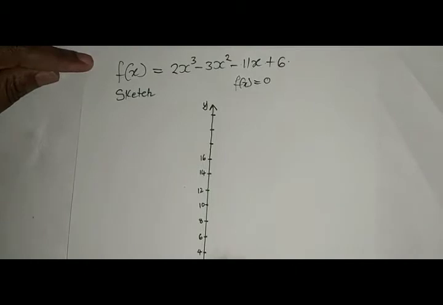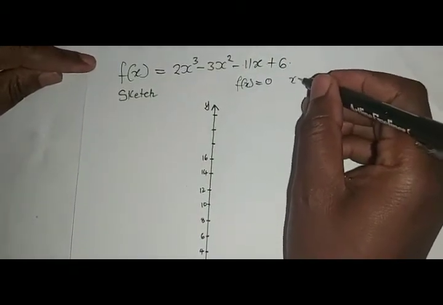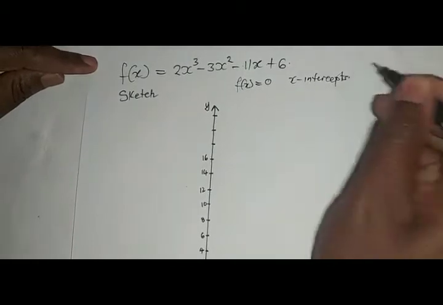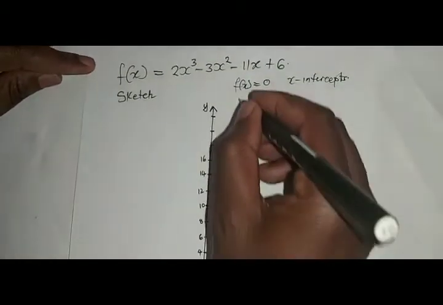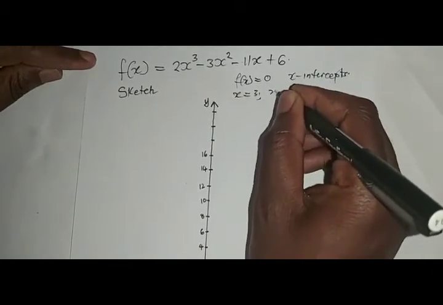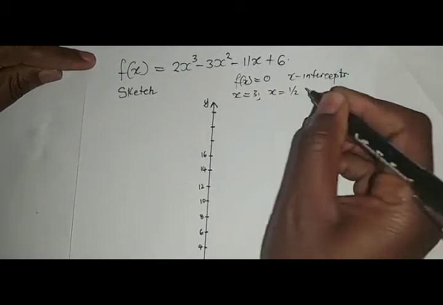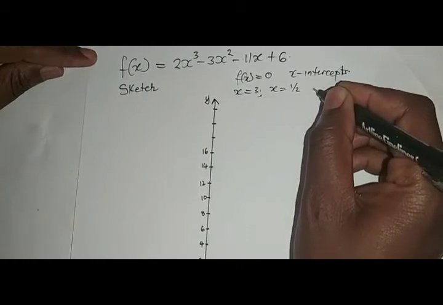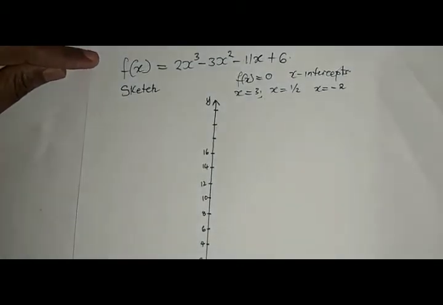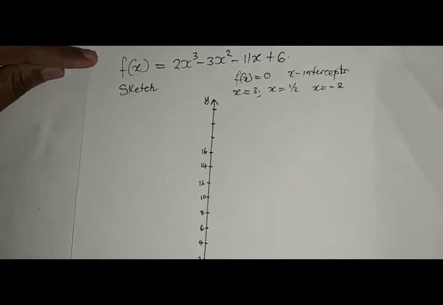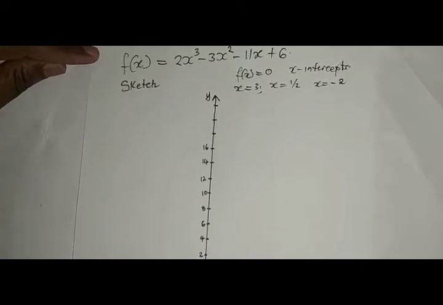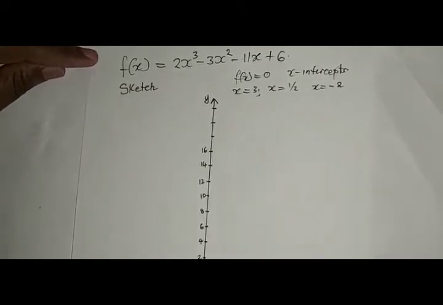This will give us the x-intercepts, and we agreed that the x-intercepts are given by x = 3, x = 1/2, and x = -2. Those are the x-intercepts. Then after the x-intercepts, we will also need to find the turning points.